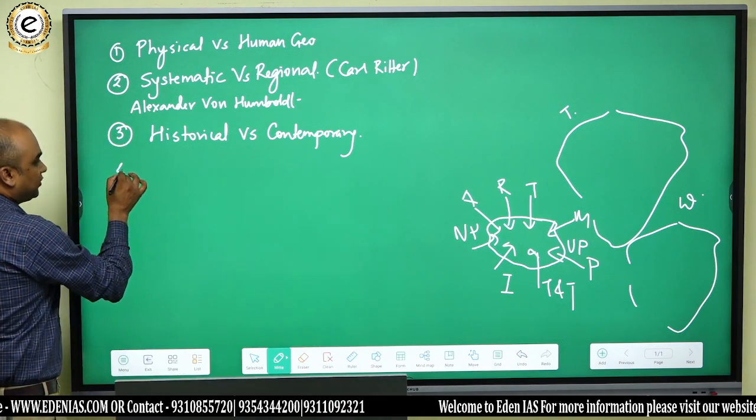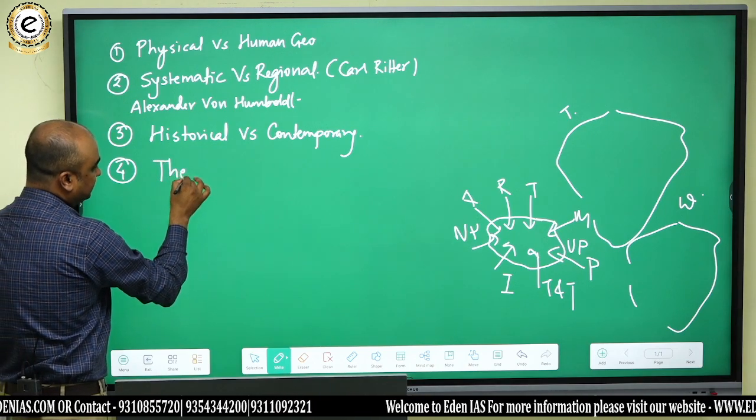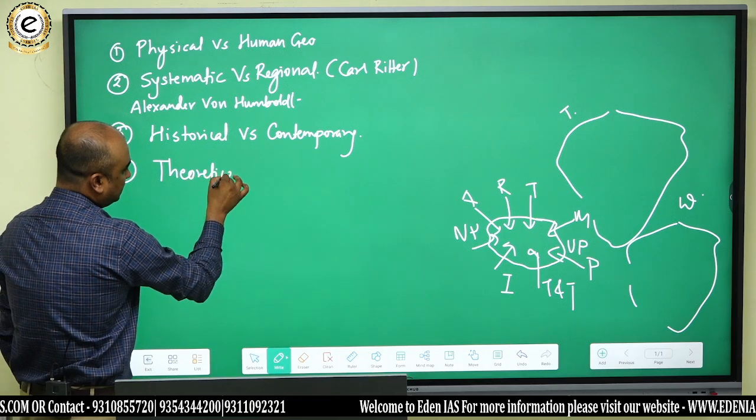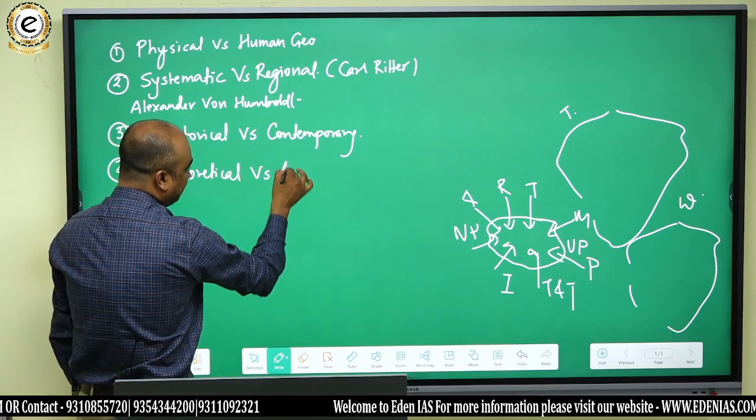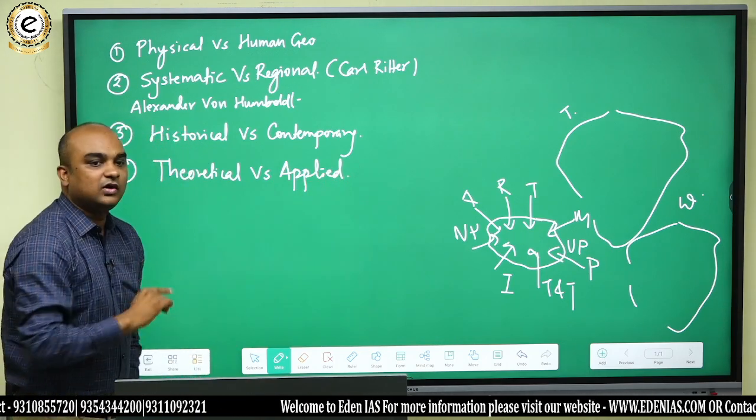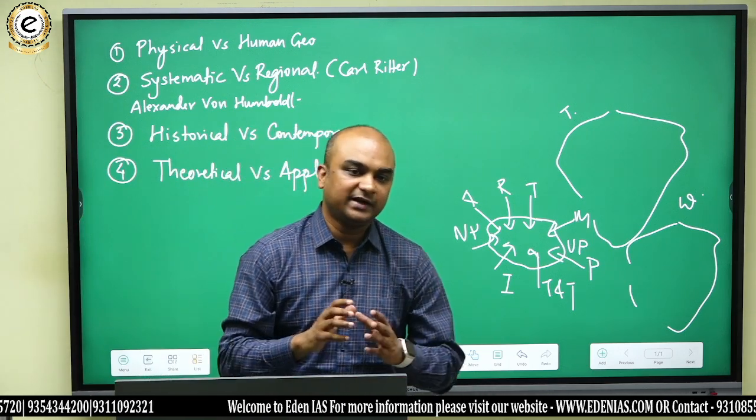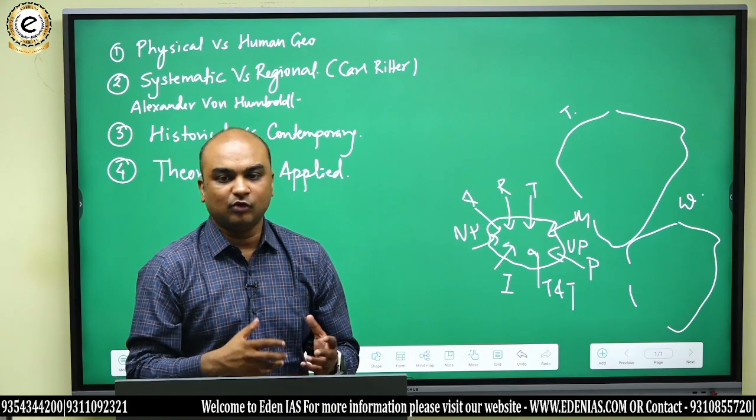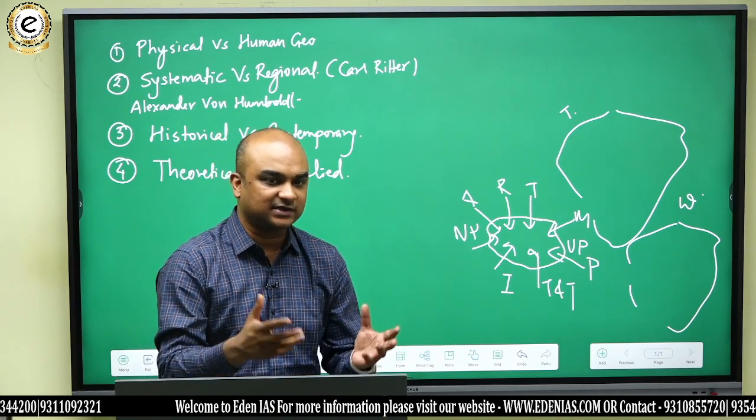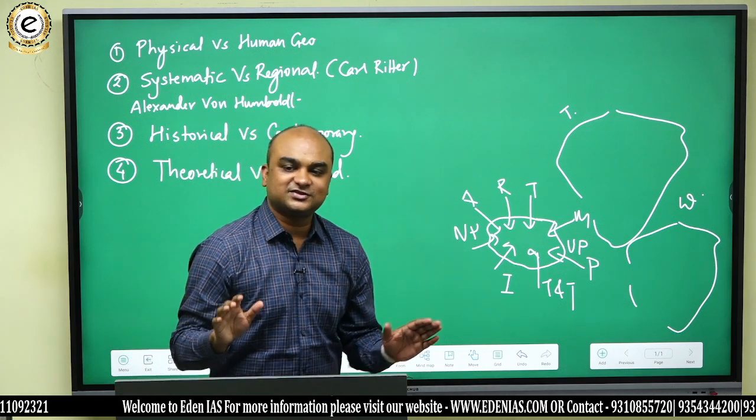The fourth dichotomy is theoretical versus applied. Now, who are theoretical geographers? Theoretical geographers are those who are interested in making models, maps, charts, graphs, etc. Do you understand that? It means they are armchair scholars.